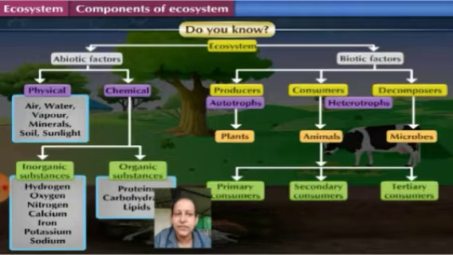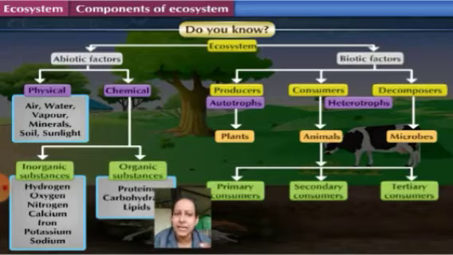Under consumers, we have learned there are primary consumers, secondary consumers, tertiary consumers, and as decomposers we have microorganisms which decompose the dead remains of the plants and animals. That means whatever is dead, finally it is decomposed by the decomposer. So these are called the components of the ecosystem.